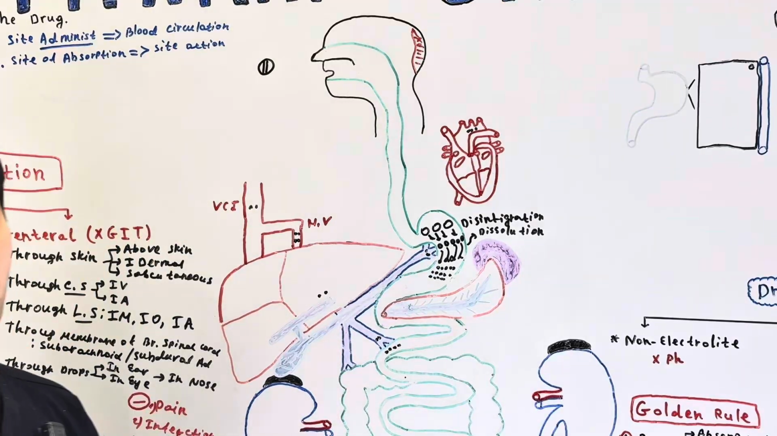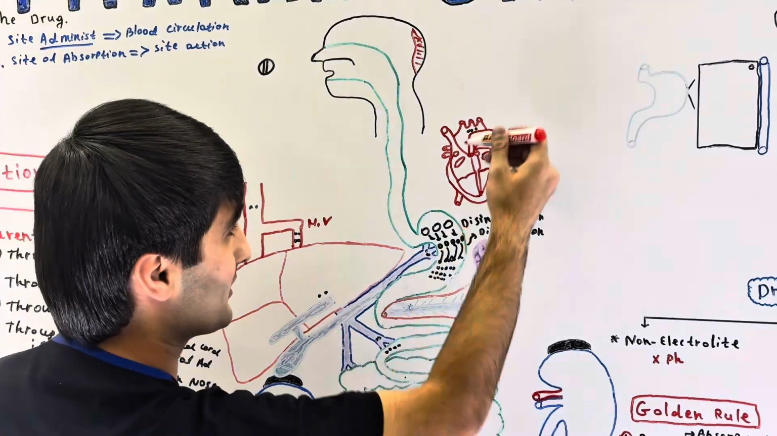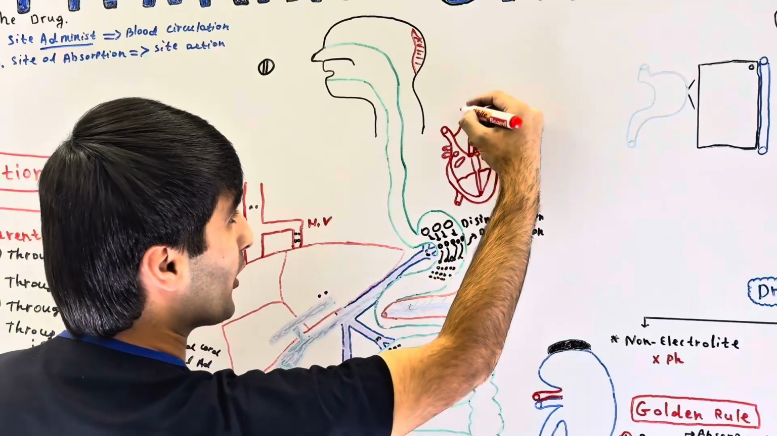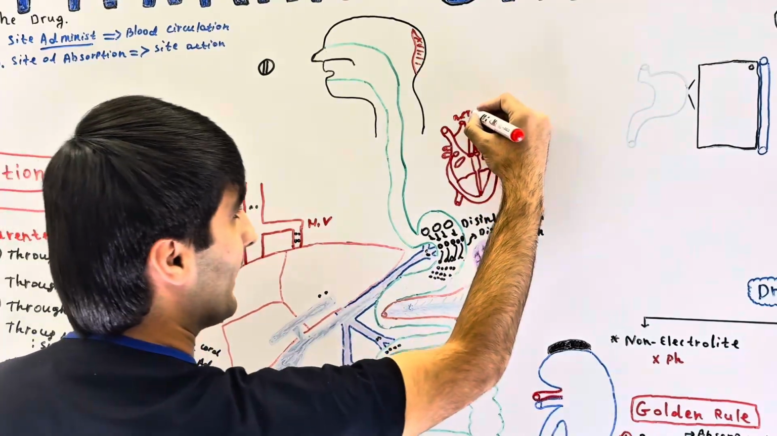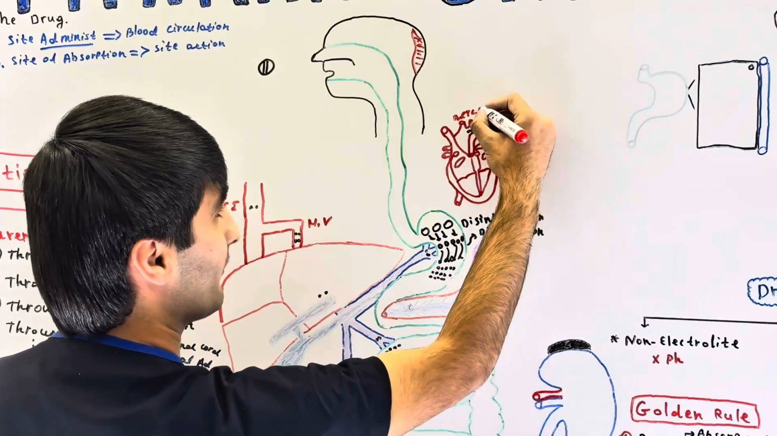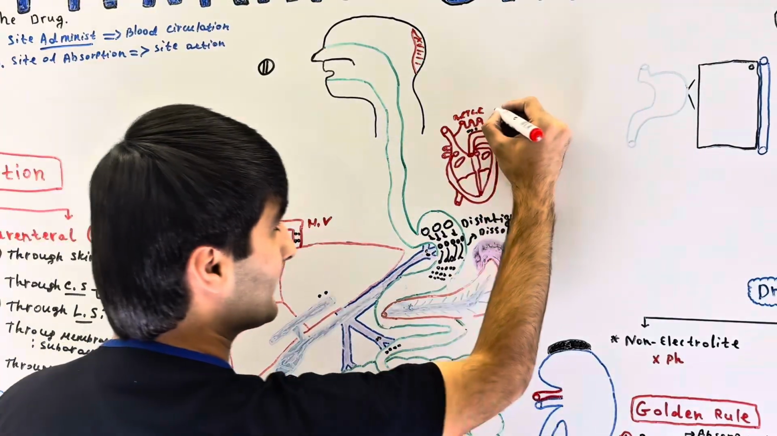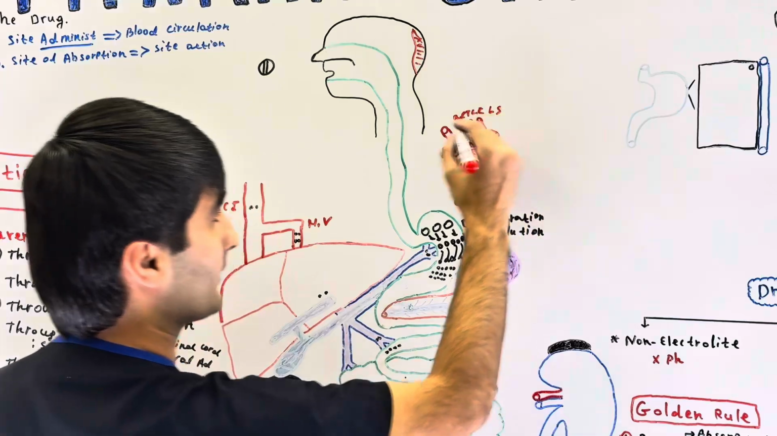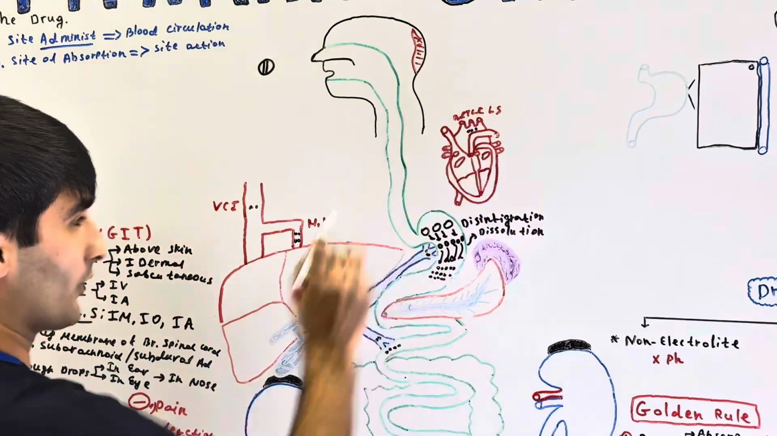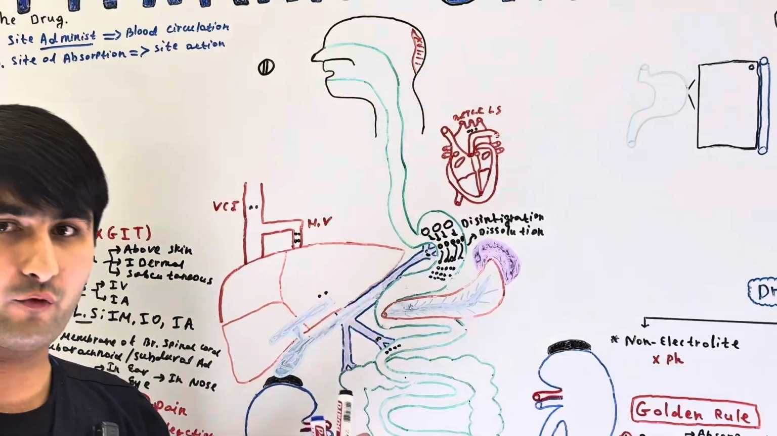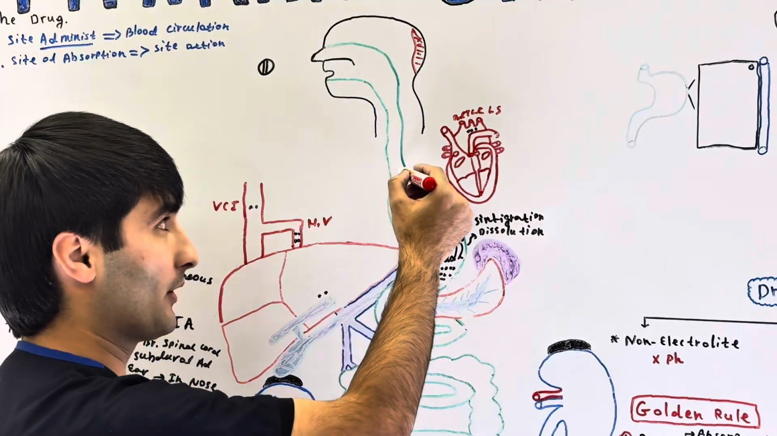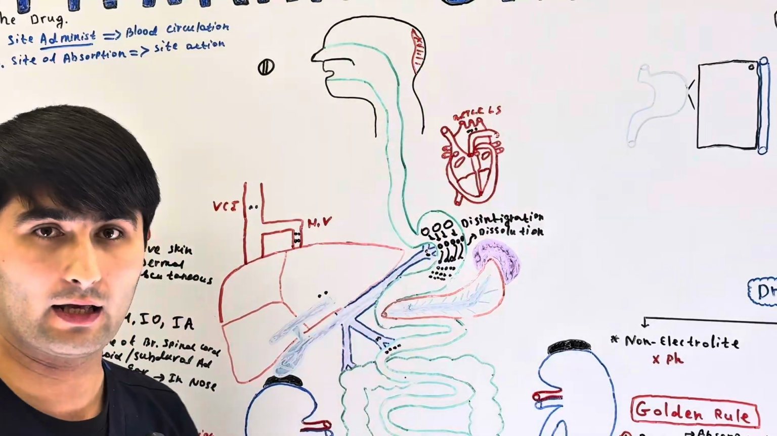As we know, it has three main branches. The first is the brachycephalic trunk. Then we have the left common carotid artery and the left subclavian artery. So this is the brachycephalic trunk, which bifurcates into two branches, the right subclavian and the right common carotid artery.